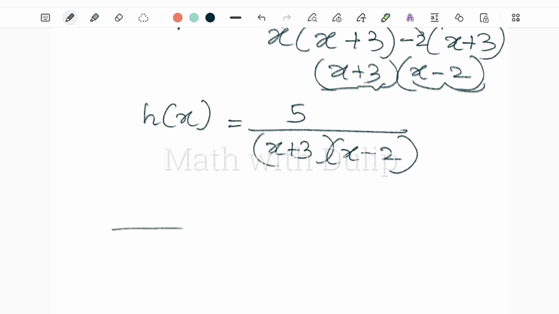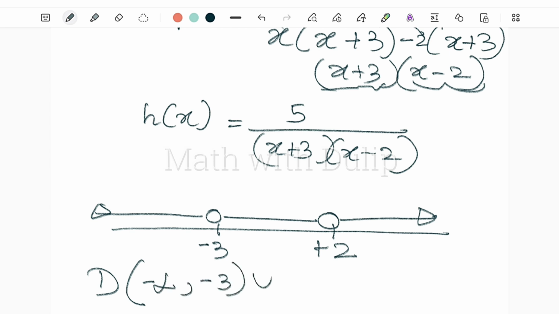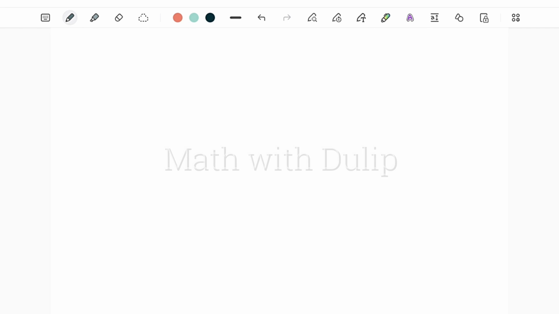So here I can draw the number line with negative 3 and then positive 2, and so this is one range, this is one range, and this is one range. So I can say that the domain is negative infinity to negative 3, union negative 3 to 2, union 2 to infinity. So this is the final answer. Right, so I have another example.